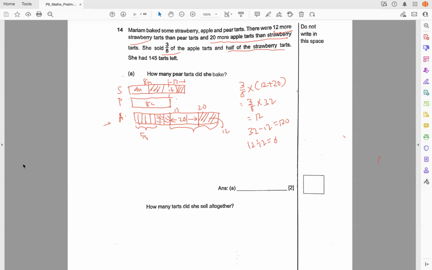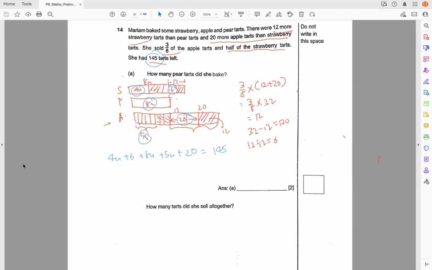Now, the question is how many pear tarts did she bake? This value 145 is the number of tarts left. So we look at the model here. Look at the unshaded part. Strawberries, we have 4 units and 6 left. Pears unsold, so is 8 units. Apples, 5 units plus 20.